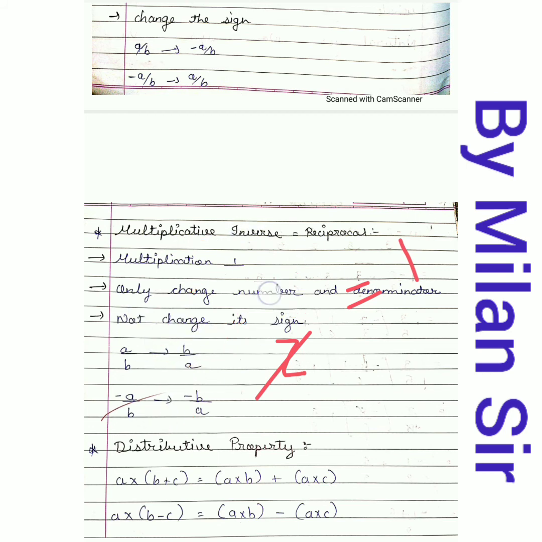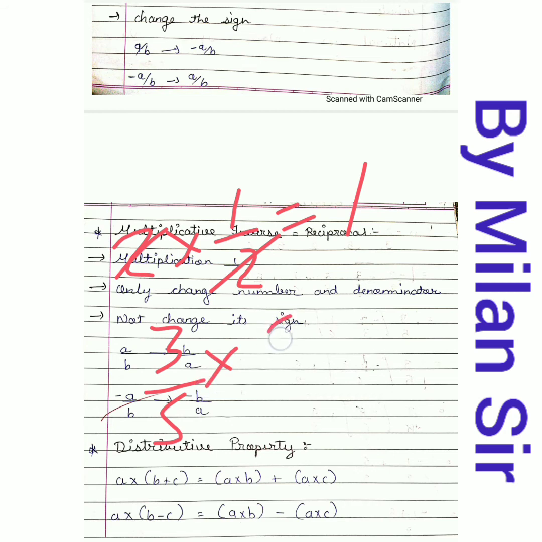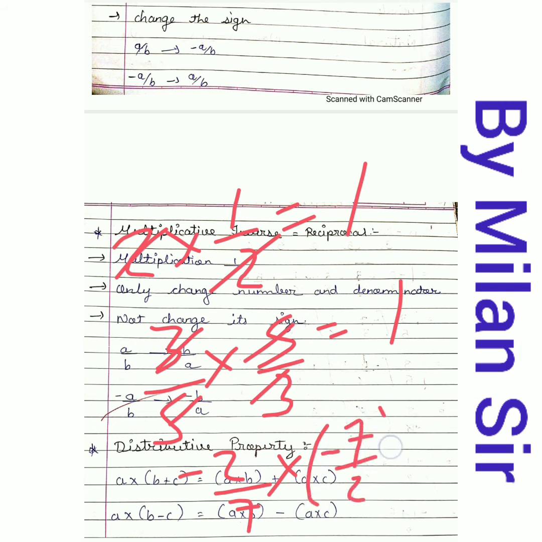Okay, let's take some more examples. If 2 is there, then I need to write 1 by 2. So 2 cuts and I get 1. My answer is 1. If I have 3 by 5, then I need to take 5 by 3. So my answer is 1 because 5 cuts with 5, 3 cuts with 3. If I have minus 2 by 7, then I need to take minus 7 by 2. So 7 cuts with 7, 2 cuts with 2, minus times minus is plus, 1. Right? Because I want the answer as 1.